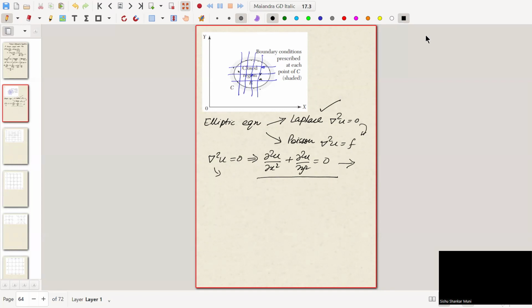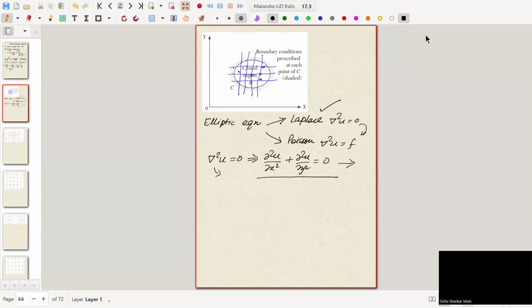Finite difference. The partial derivative given here, the second order partial derivative with respect to x, write it in the form of the finite difference method. In that way, approximating the partial derivative with the finite difference method. Okay, so how shall we write?